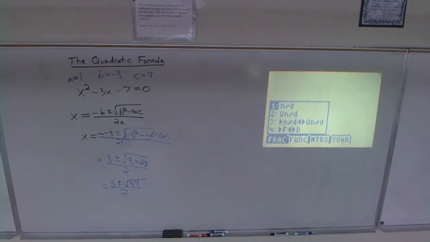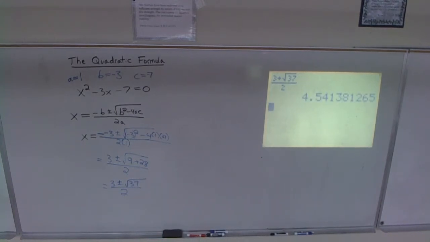If you have an 83, that's not going to work, Richard. So I'll do it two different ways here, okay? One way to do it is to get a nice fraction. So I'm going to say 3 plus the square root. Square root's over on the left-hand side of your calculator. It's in blue. So 3 plus the square root of 37, over 2. There's one of our answers for this parabola. One of its zeros is at 4.5413, etc.